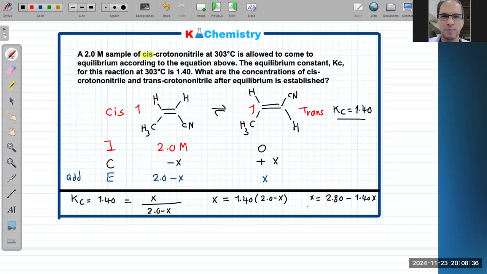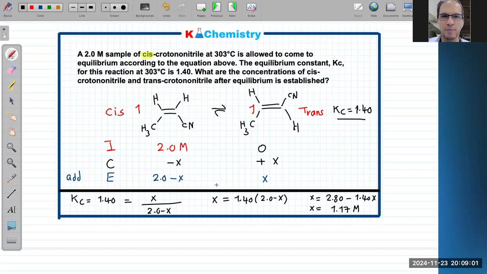And then I will put X plus 1.40. So at the end, I'm going to get X equal to 1.17 mole. So I now have, because he has given me the Kc, I was able to obtain the amount which is lost exactly from the cis form. It is from the 2 molar, I have lost 1.17 molar.